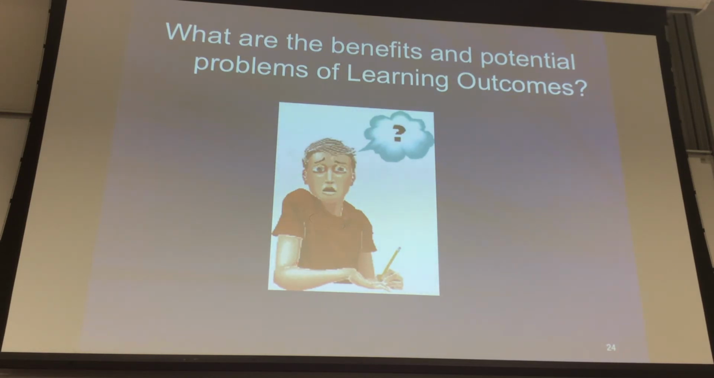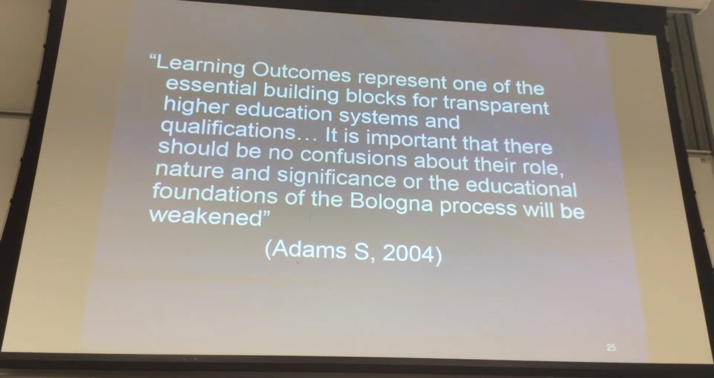So what are the benefits and what are some of the problems that learning outcomes can cause? Stephen Adams, who was one of the great architects of the Bologna process, described learning outcomes as the building blocks. Without learning outcomes, you don't have transparency. Before learning outcomes, we had these fuzzy things called competences, and everybody had a different idea of what competences were about. There were no rules for writing competences, so it didn't make sense.